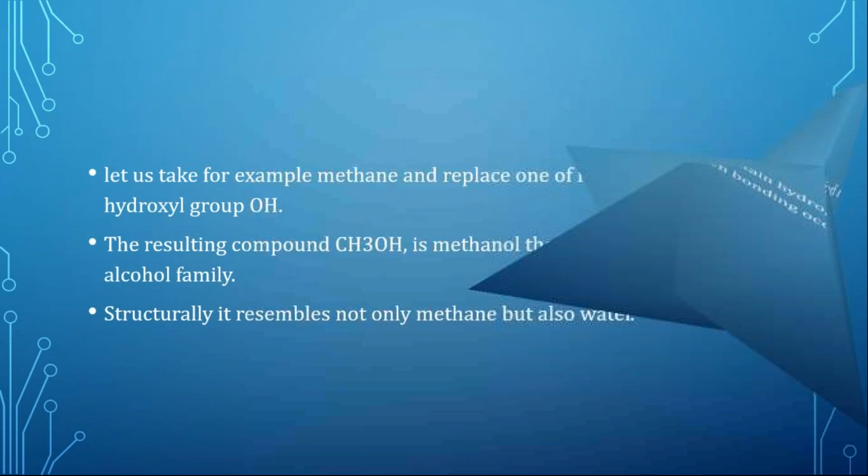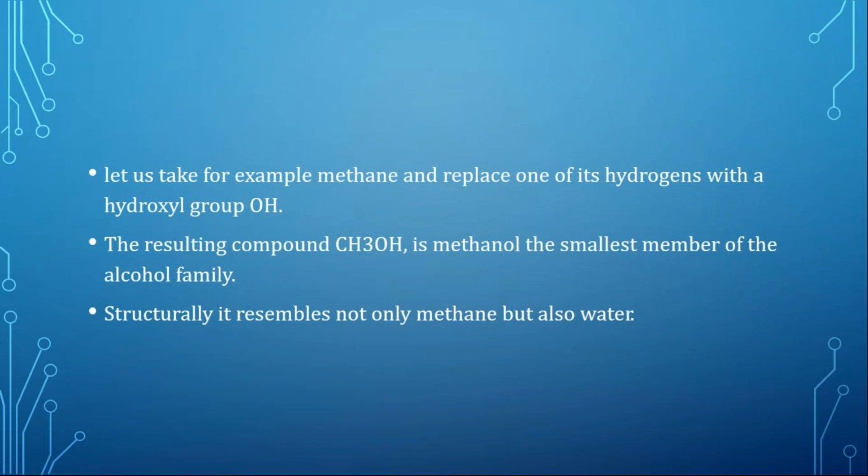Let us take, for example, methane. Replace one of its hydrogens with an OH group. CH4: remove one H and replace it with OH. So it becomes CH3OH, that is methanol. It is the smallest member of the alcohol family.